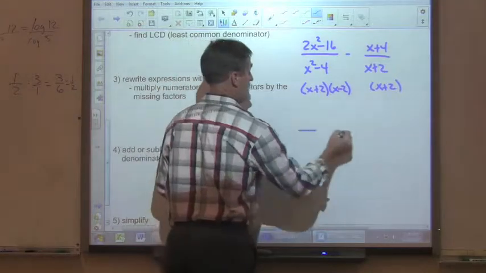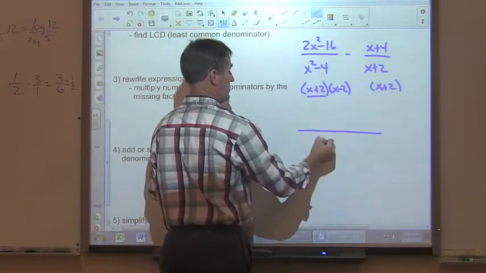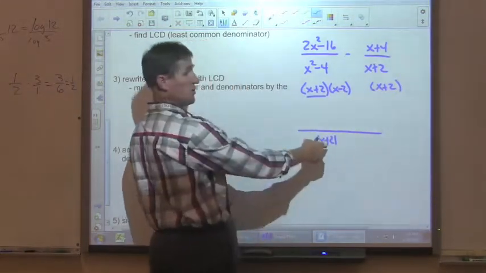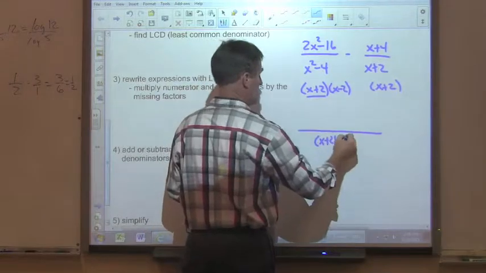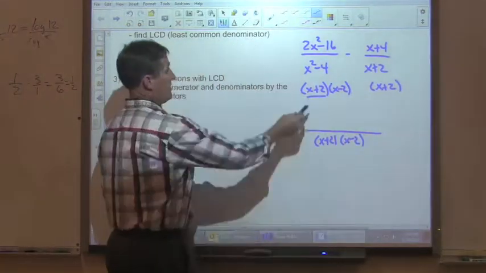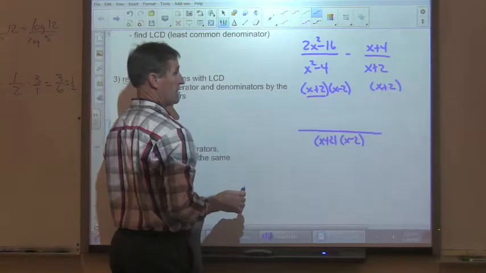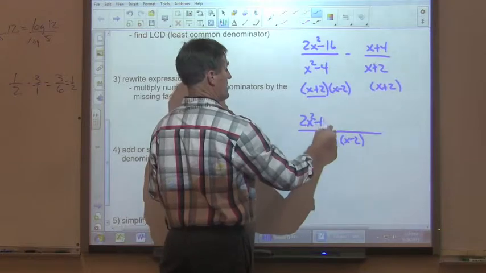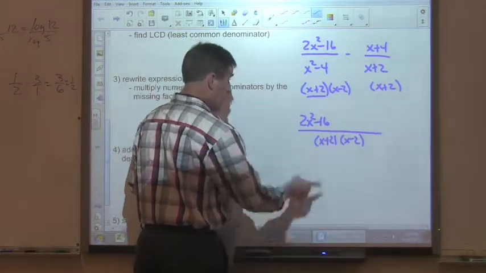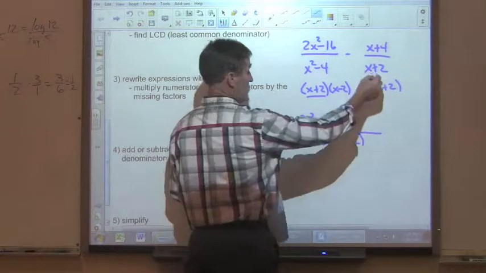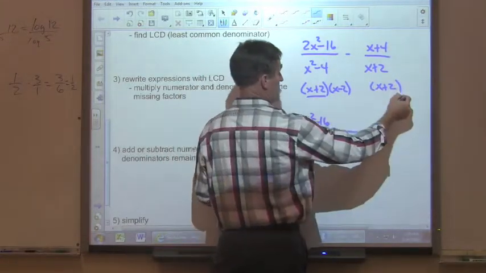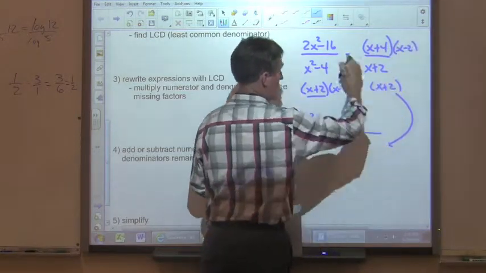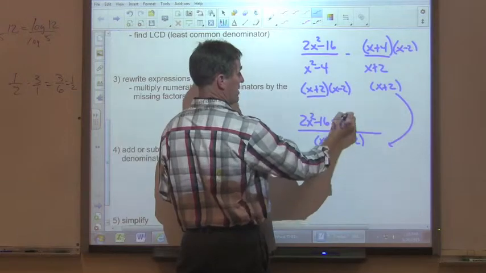So my common denominator, I have to have 1 x plus 2. And I have 1 here and 1 here, the x plus 2. So I need one of them. And I need 1 x minus 2. So again, this one we don't need to multiply by anything, because it's already that. So my numerator stays the same. Now, here's where you have to be careful. This x plus 2, I've got to multiply by x minus 2 to get to here. So I times this by x minus 2. Well, I have that minus sign, so I'm going to keep that minus sign there.